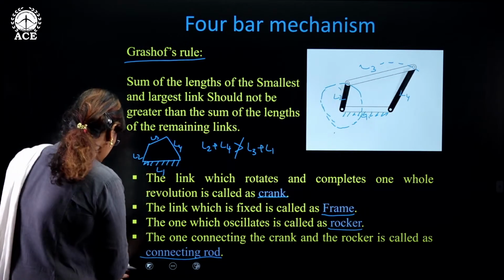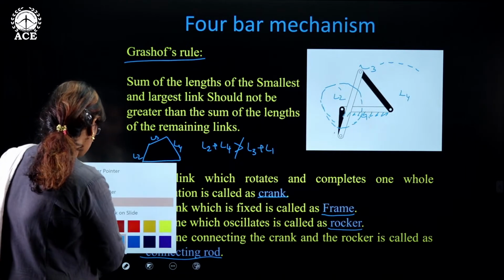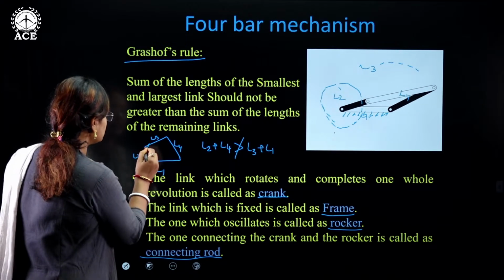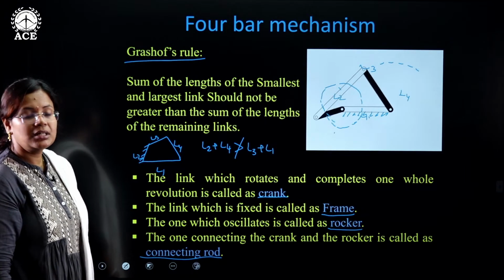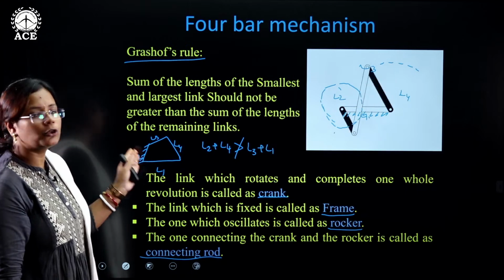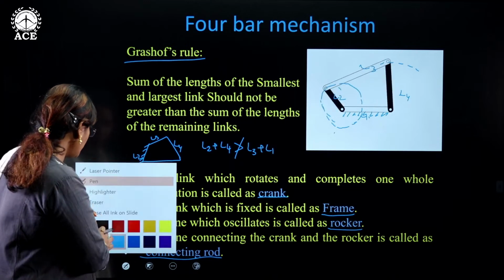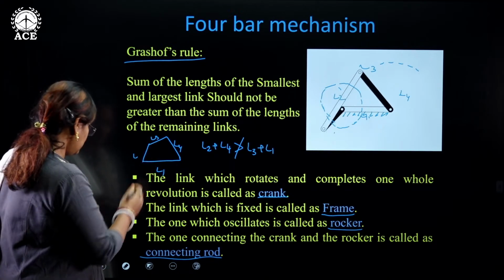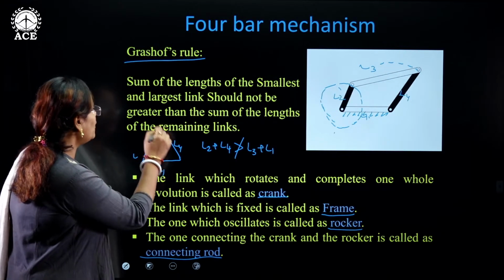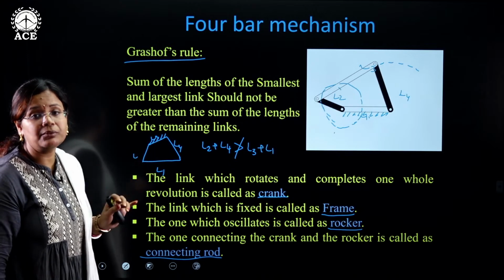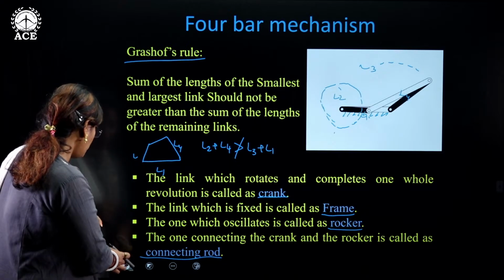Now if I, let us say, erase this and I say that I am going to fix this particular link. It is still a 4-bar mechanism, but will this mechanism be similar to the previous one? Or let us say, no, I will not fix this one, but the third link, this one. Now will this one be similar to the first one and the second one? Now if I say no, I will not even fix that one, I will fix the fourth one.